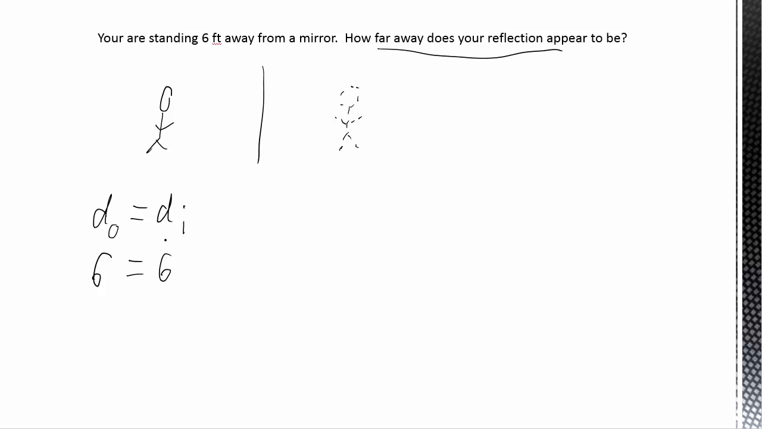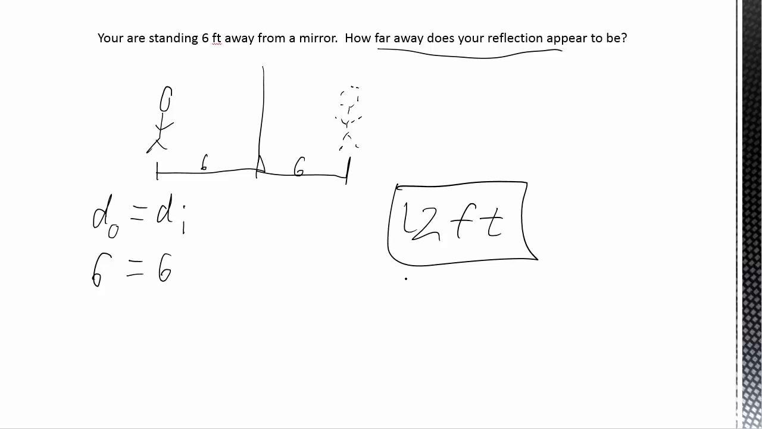These distances listed here are the distances from the mirror. So if this is 6 feet and this is 6 feet, then your reflection appears to be 12 feet away. There you go. It's an ugly 12, but you get the idea.